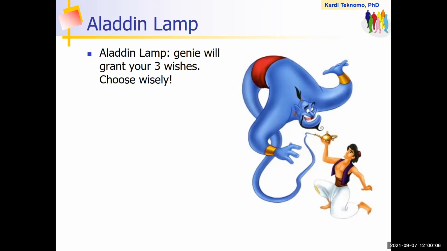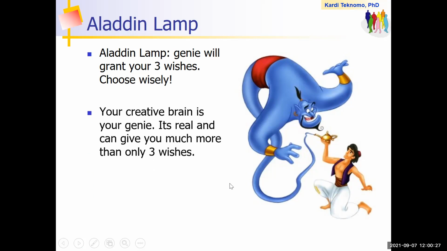Suppose you have an Aladdin lamp. You know the story of Aladdin, right? There's a genie. When you rub the lamp, the genie will grant you 3 wishes. Then you are told, choose wisely. What are your 3 wishes? But in reality, your own brain is actually your genie.